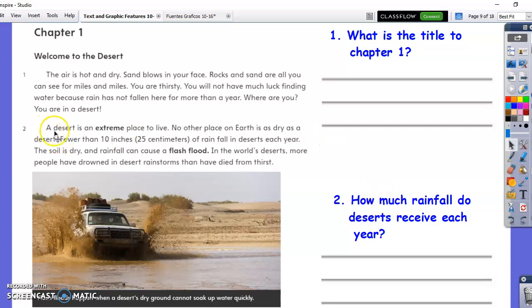But once again, if you look in chapter 2, it says, a desert is an extreme place to live. No other place on earth is as dry as a desert. Fewer than 10 inches of rainfall in deserts each year. So the answer there, and that's one of the classifications of a desert: an area is considered a desert when it has fewer than 10 inches of rain per year.